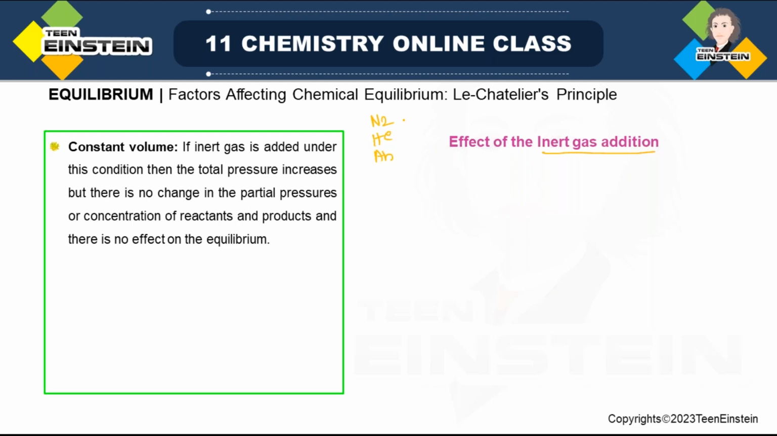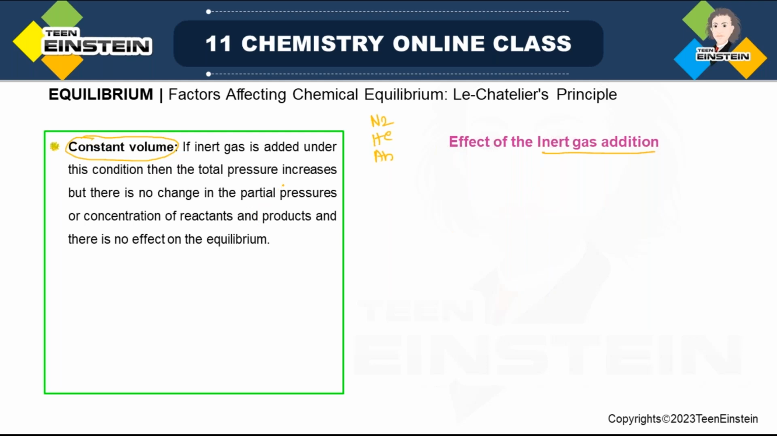Now, when we are discussing this effect of inert gas addition, basically two points of view will be there. One point of view is when you are adding the inert gas keeping the volume constant. Another is keeping the pressure constant. First we will see if you are maintaining constant volume, obviously then pressure will change, because constant volume and constant pressure simultaneously are not possible when you are dealing with gaseous species.